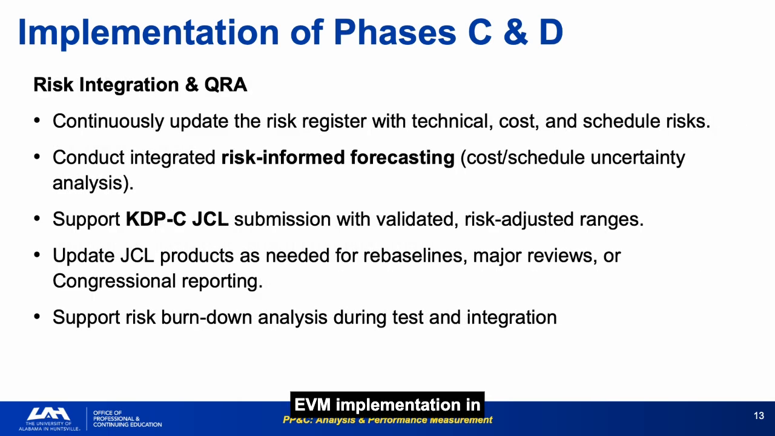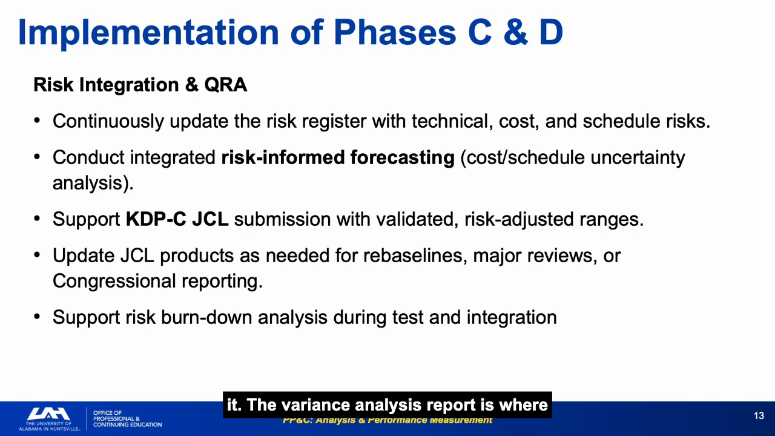EVM implementation in phases C and D. Monthly CPR reporting, CPI/SPI tracking, variance analysis reports, EVMP compliance, DCMA surveillance support. EVM is a contractual requirement for major programs under NPR 7120.5. It is not optional, and DCMA will audit it.